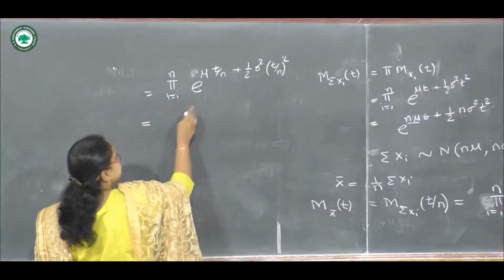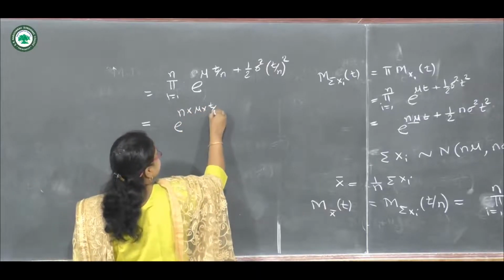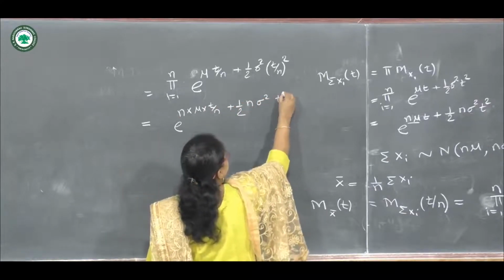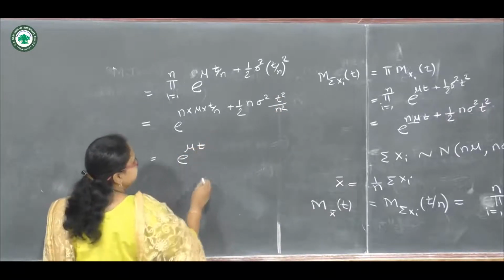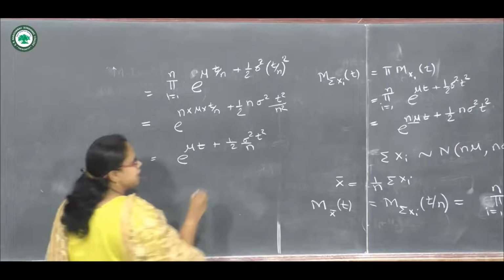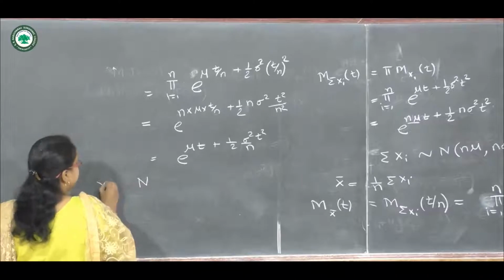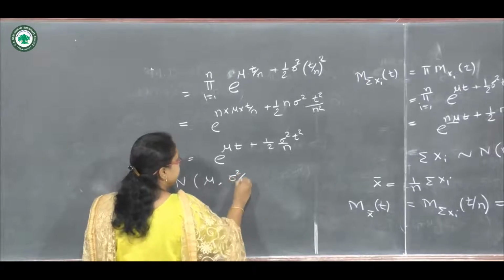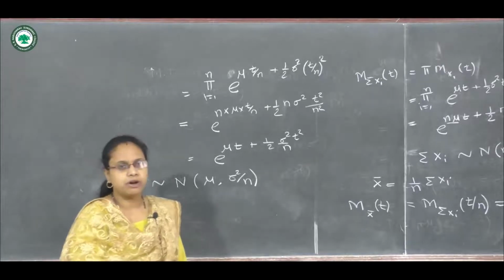So now we will take this product sign inside. So e raised to n times mu into t upon n plus half this n times sigma square t square upon n square, which will be e raised to mu t plus half sigma square t square upon n. And by using the uniqueness property again, I can write that x bar will follow a normal mu comma sigma square upon n distribution. So this is the additive property of the normal distribution.